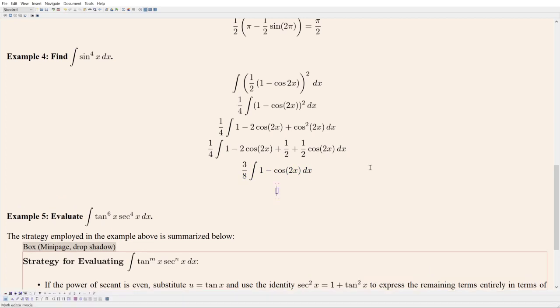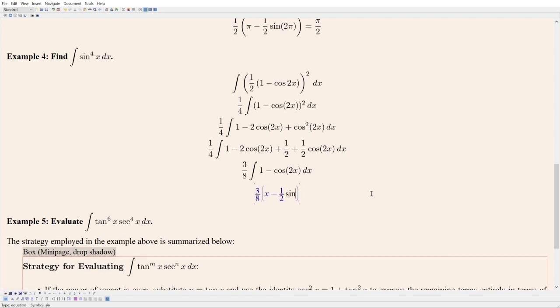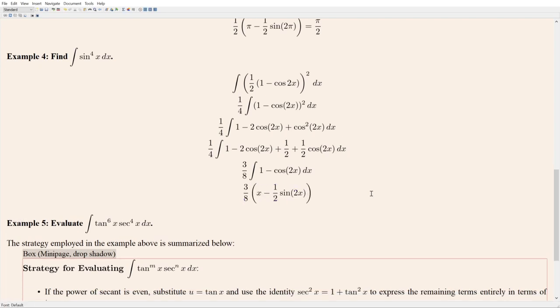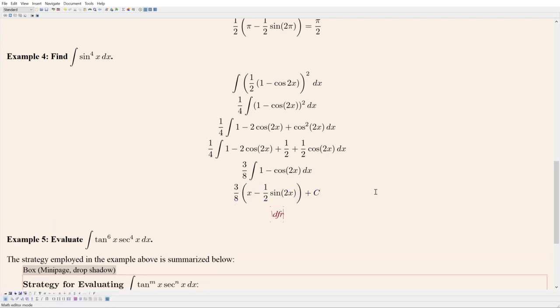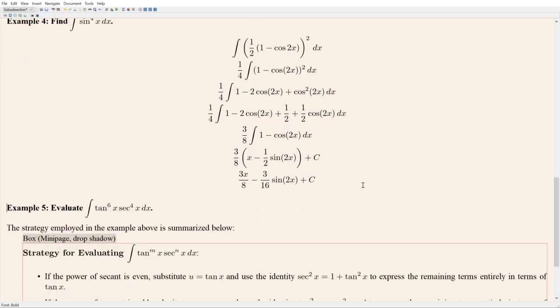Okay? And now we antidifferentiate. So antiderivative of 1 is x. Antiderivative of this guy is 1/2 sine 2x. And then finally, as one last step, we can take that 3/8 and distribute it. So 3x over 8 minus 3 over 16 sine 2x. That last bit doesn't really matter, but whatever.